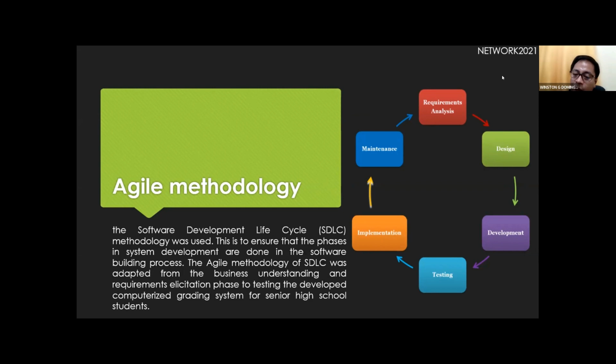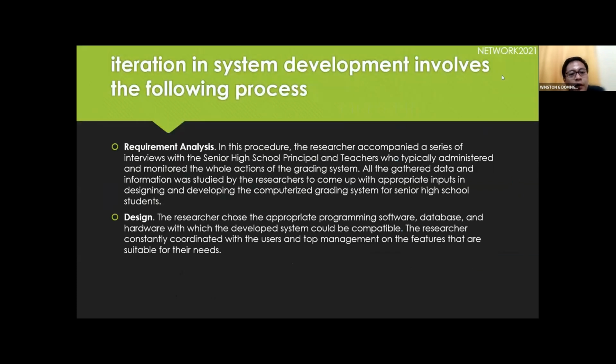And part of that is the maintenance, reporting, and upgrading of some minor errors encountered by the teachers. As time goes by, the system was continuously developed, following the agile cycle from the requirements analysis up to the maintenance. So these were the activities.